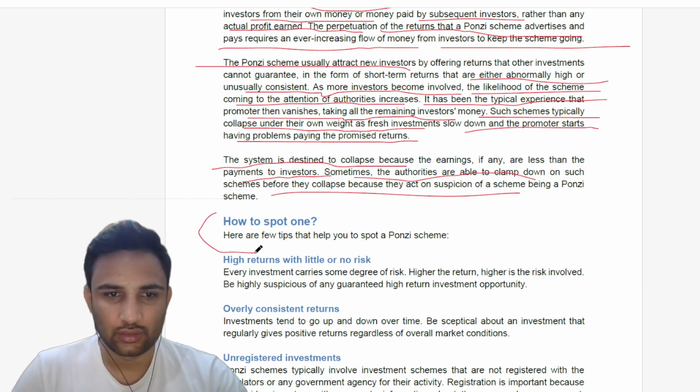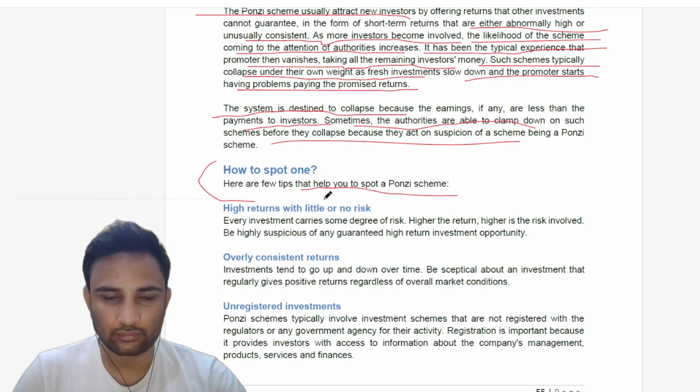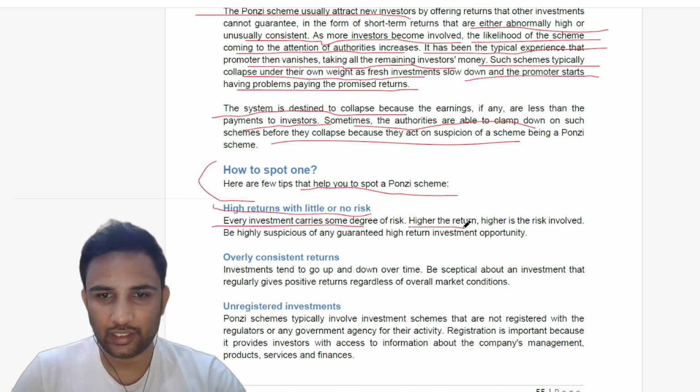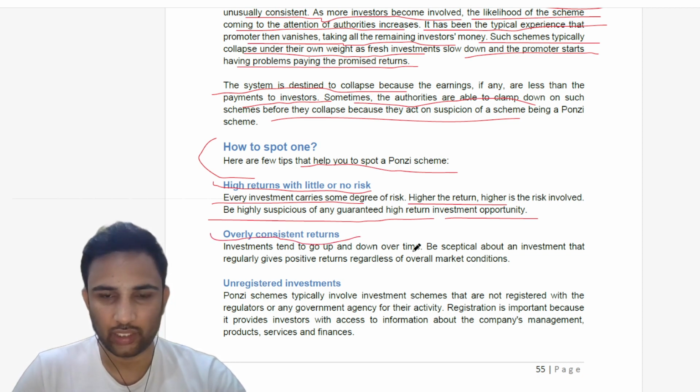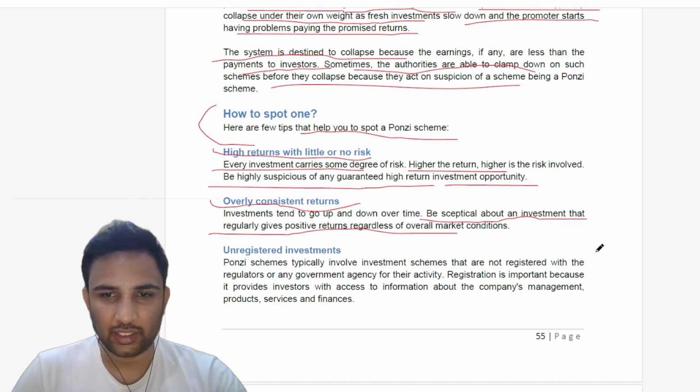How to spot one? Here are a few tips that help you spot a Ponzi scheme. It has high returns with little or no risk. Every investment carries some degree of risk. The higher the return, the higher the risk involved. Be highly suspicious of any guaranteed high-return investment opportunity, and of overly consistent returns. Investments tend to go up and down over time. Be skeptical about an investment that regularly gives positive returns regardless of overall market conditions.